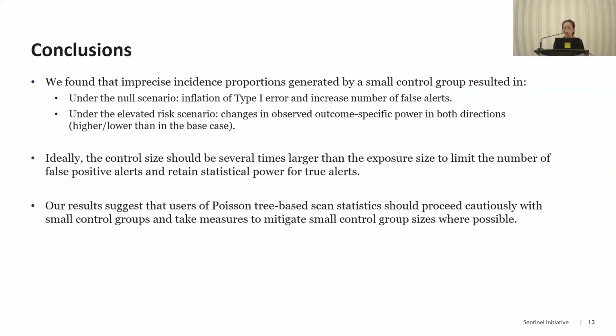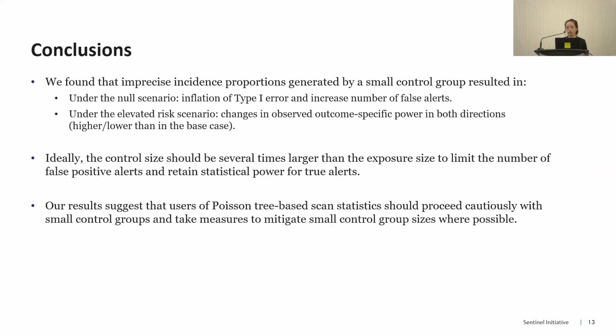So overall, what we found is the imprecise background incident proportion generated by a small control group led to an inflation of type 1 error as well as an increase of false alerts under the null scenario. And under the elevated risk scenario, we observe the change in outcome-specific power in both directions.